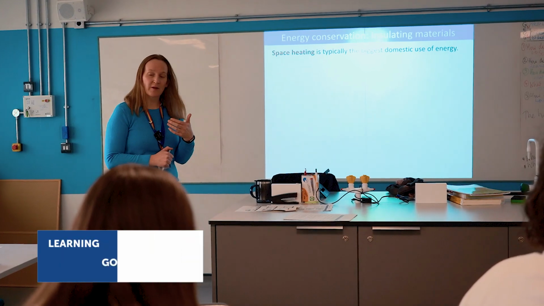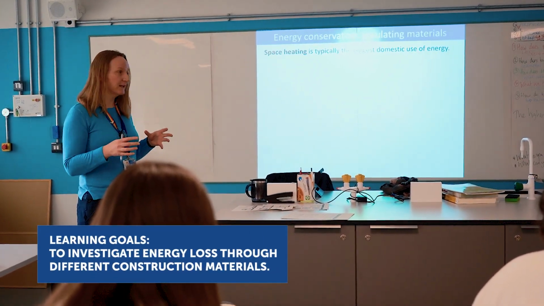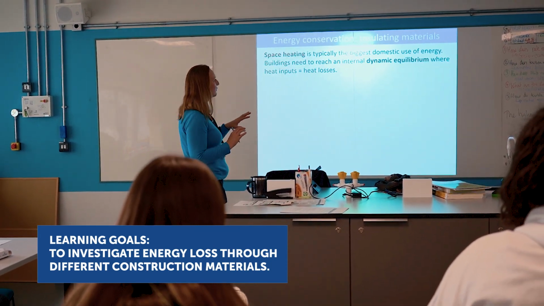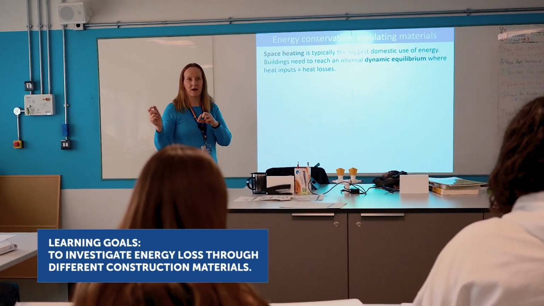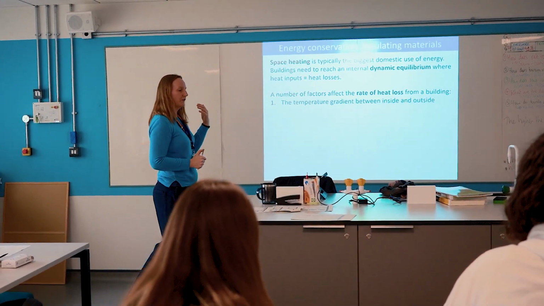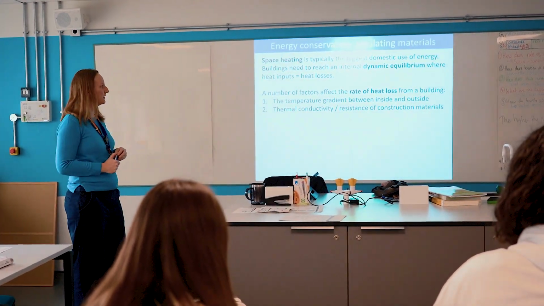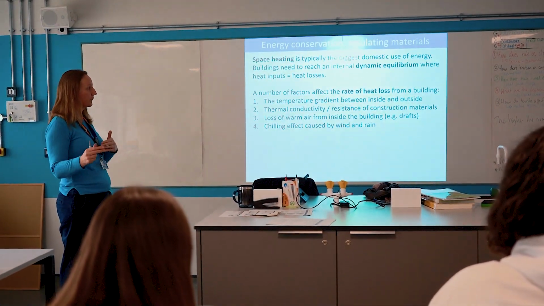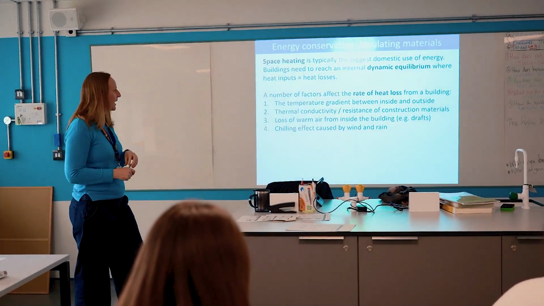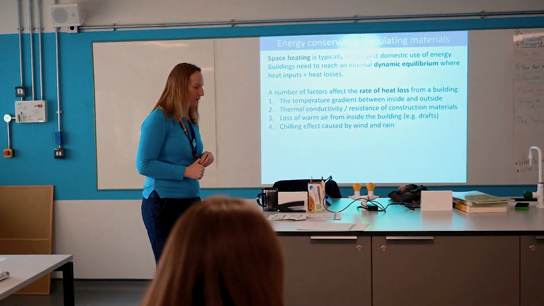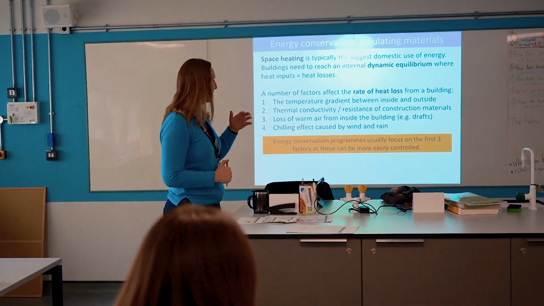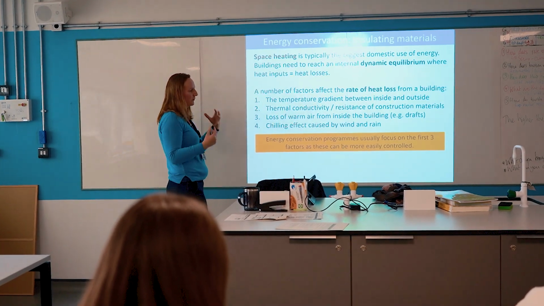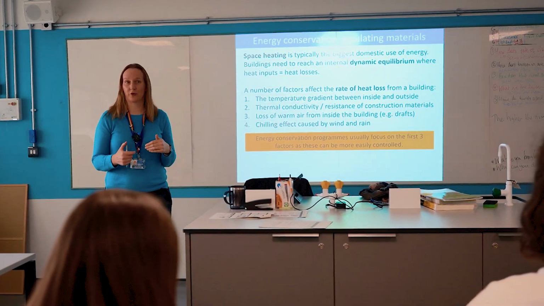We talked yesterday about the fact that space heating, domestic heating, is the biggest domestic use of energy, and that we need to have this equilibrium between the amount of heat going into a building and the amount of heat loss. And there are different factors that influence the rate of heat loss: the temperature gradient, the type of material, whether there are any drafts from inside the building through those vents, and any of that chilling effect caused by the wind. Based on that, we need to work out and control some of these factors, which ones are the most easily controlled, and how we can reduce those rates of heat loss.